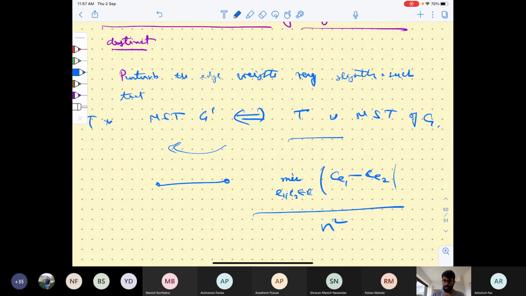So this proof, I mean, you are math people, so you can do this, but the idea is just to perturb the weights very slightly so that the weights don't remain equal, and then you look for an MST in this graph.